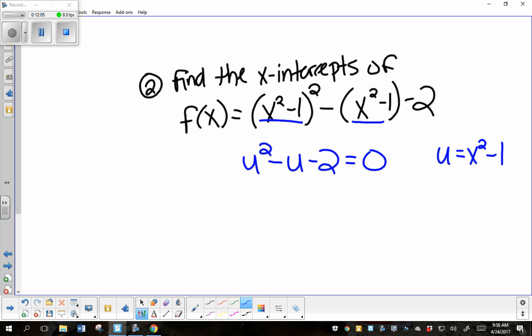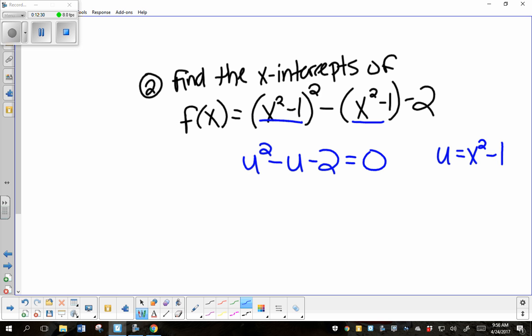Do you guys need to use AC method here? Who can tell me why I don't need to use AC method? Yeah, Ella said there's just a 1 right here, so we don't have to use AC method. If there was like a 3 right here, you might have to use AC method. You guys are trying all the hardest ways. Elise? How about regular factoring?